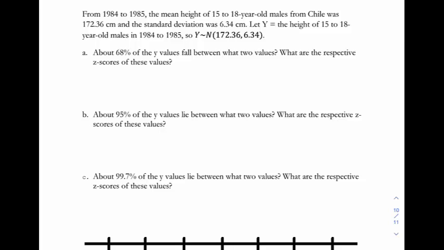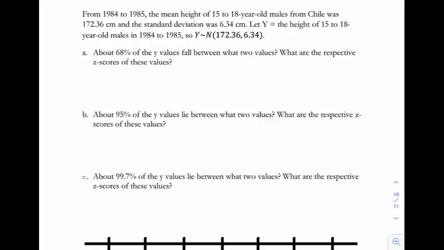For part A, about 68% of the y values fall between what two values? And then what are the respective z-scores for those? So they'd be kind of the same concept once we get those two numbers.